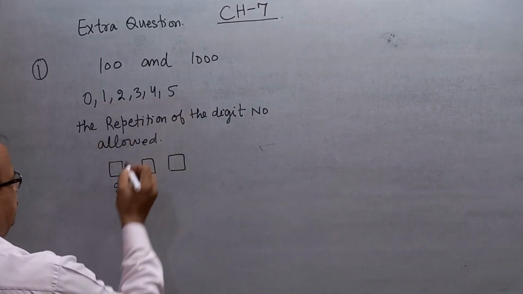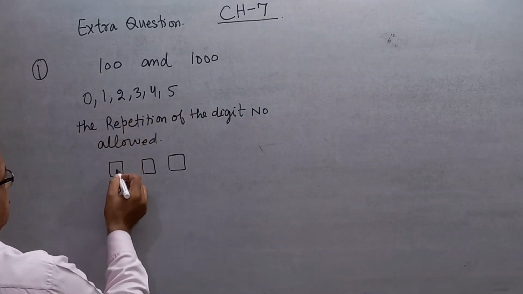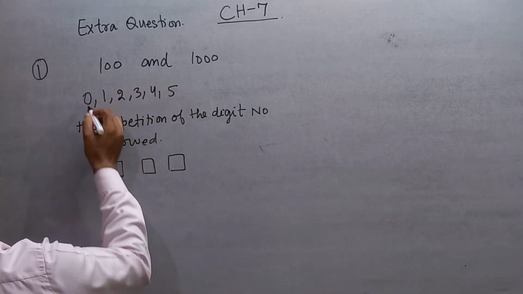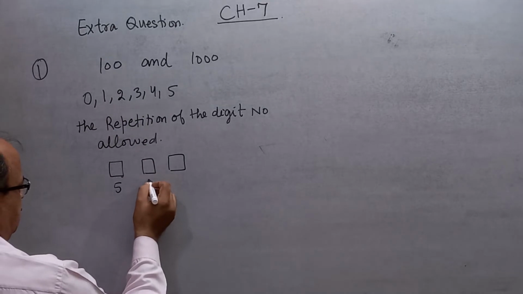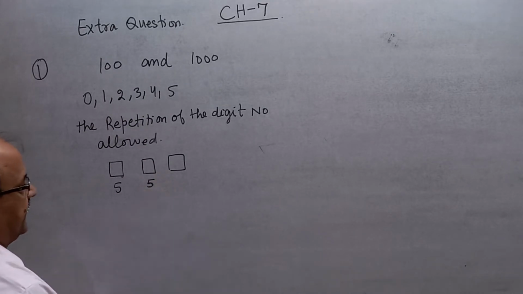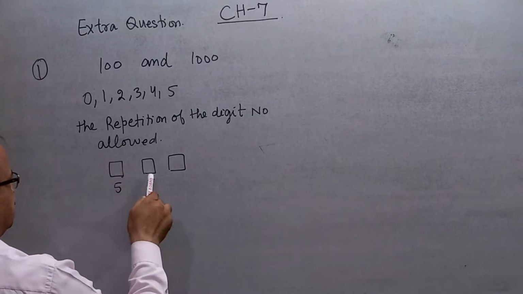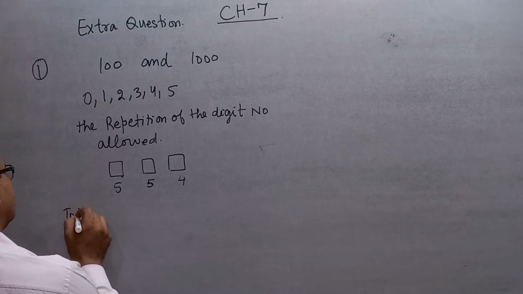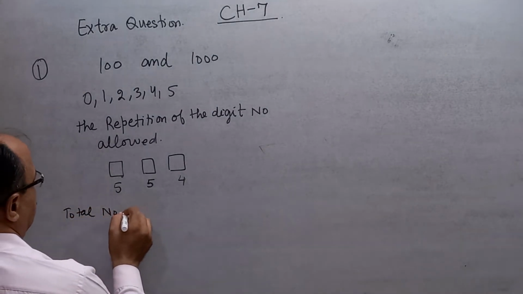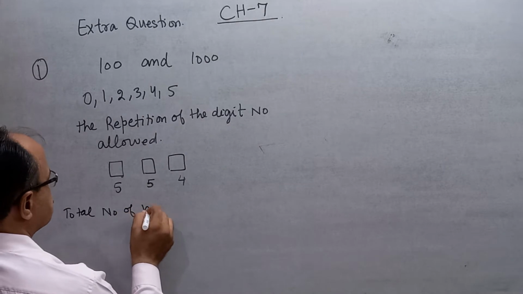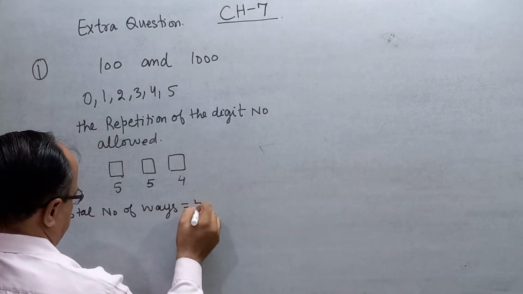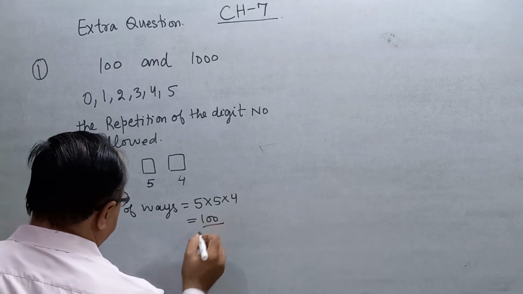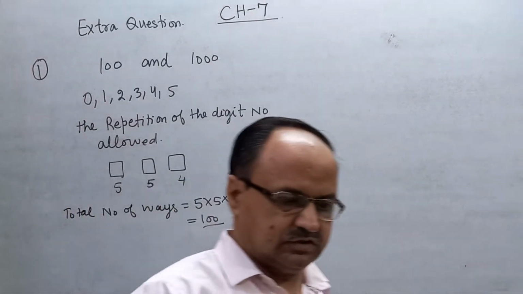When you put any number here, then the remaining digits are 4 for the next place. But you can put 0 here, so here also 5 ways. Correct? When you put any number from those, then here 4. Therefore, the total number of ways is 5 into 5 into 4, that is 100. 100 is the answer of this question.